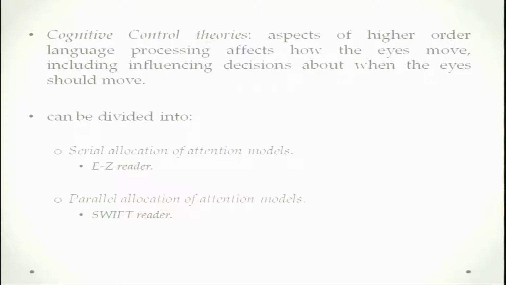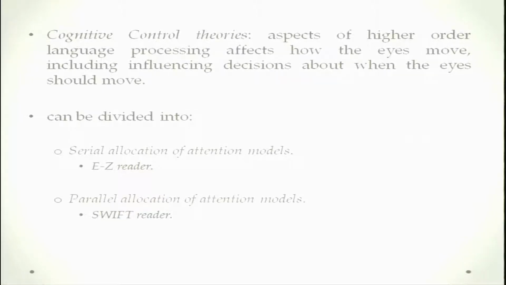The other class of theories is the cognitive control theories. The cognitive control theories basically believe that aspects of higher order language processing affect how the eye will move across the text. So how difficult or easy it is to gain meaning out of these words will obviously influence how I plan my eye movement from word 1 to word 2 to word 3 and so on and so forth. So two kinds of theories you have: oculomotor, cognitive control.